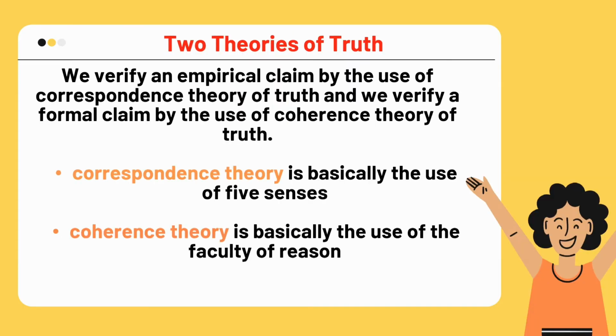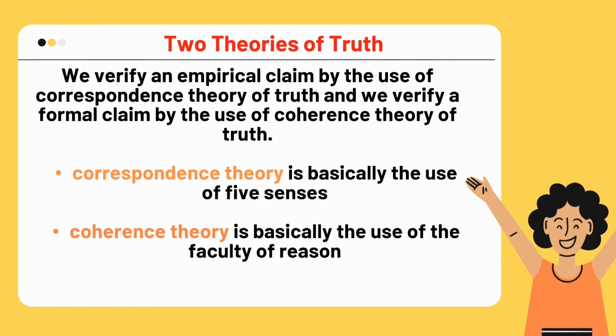So let's move forward to these, the two theories of truth. David Hume's dichotomy, or simply yung pag-compare and contrast ni David Hume sa relations of ideas and matters of fact, nagled siya sa divisions of the two theories of truth. This means that we verify an empirical claim by the use of correspondence theory, and we verify a formal claim by the use of the coherence theory of truth. So, what is correspondence theory and coherence theory?